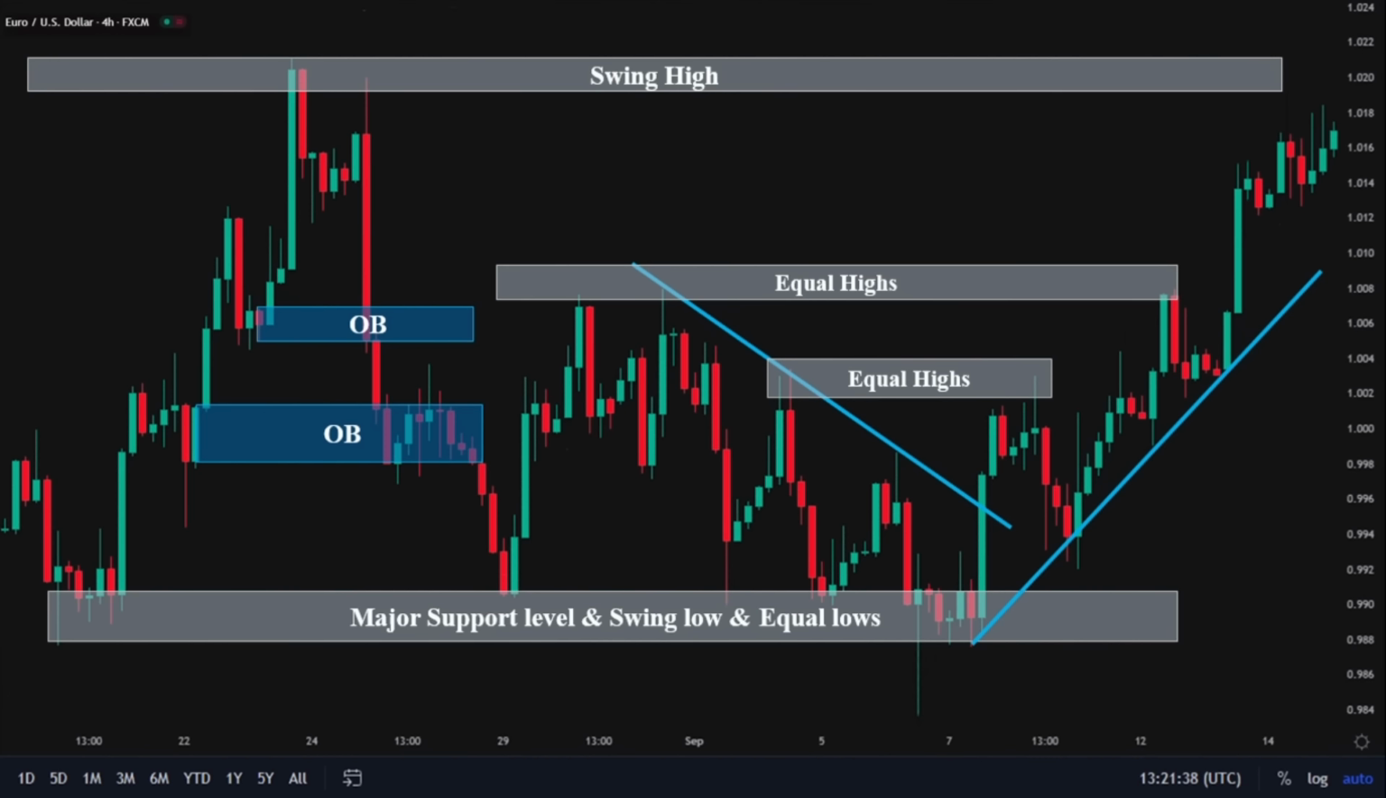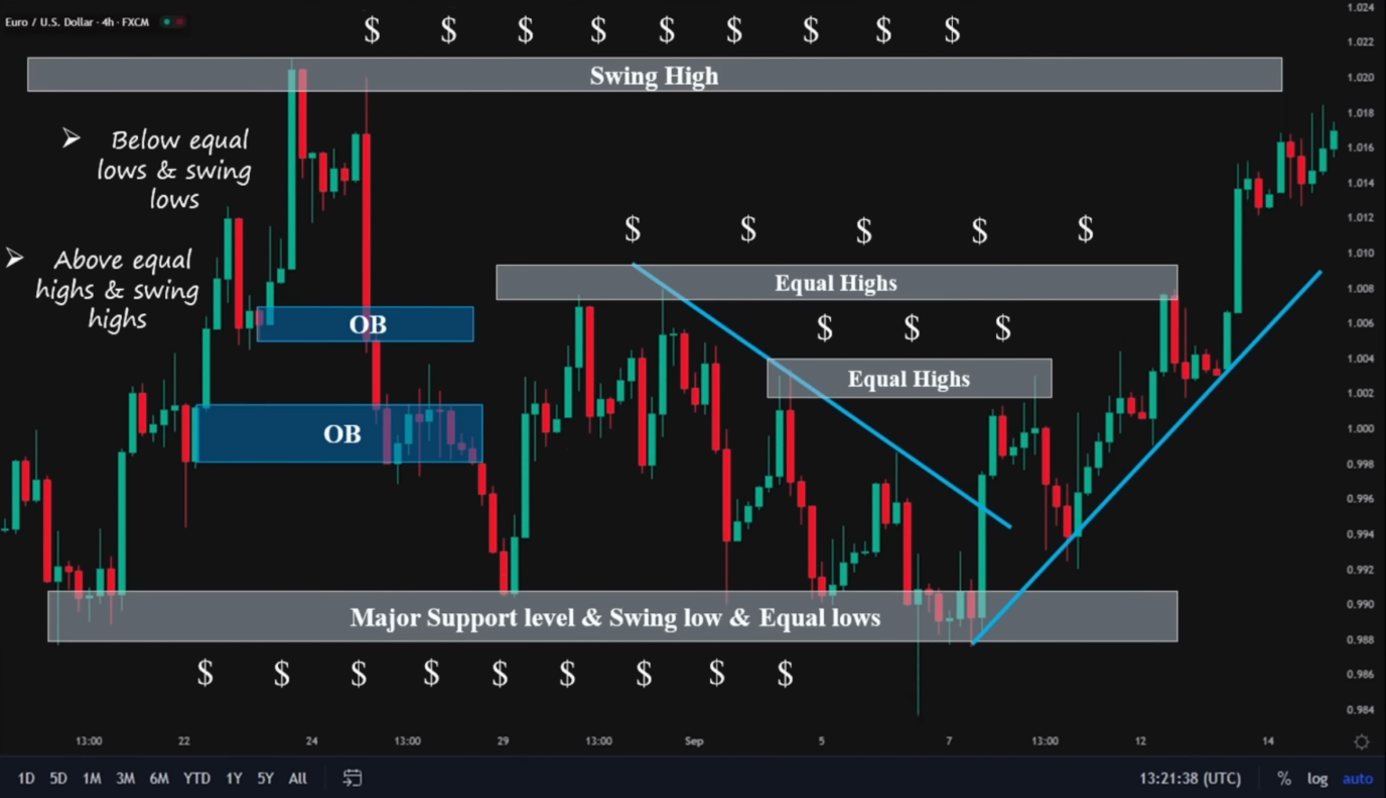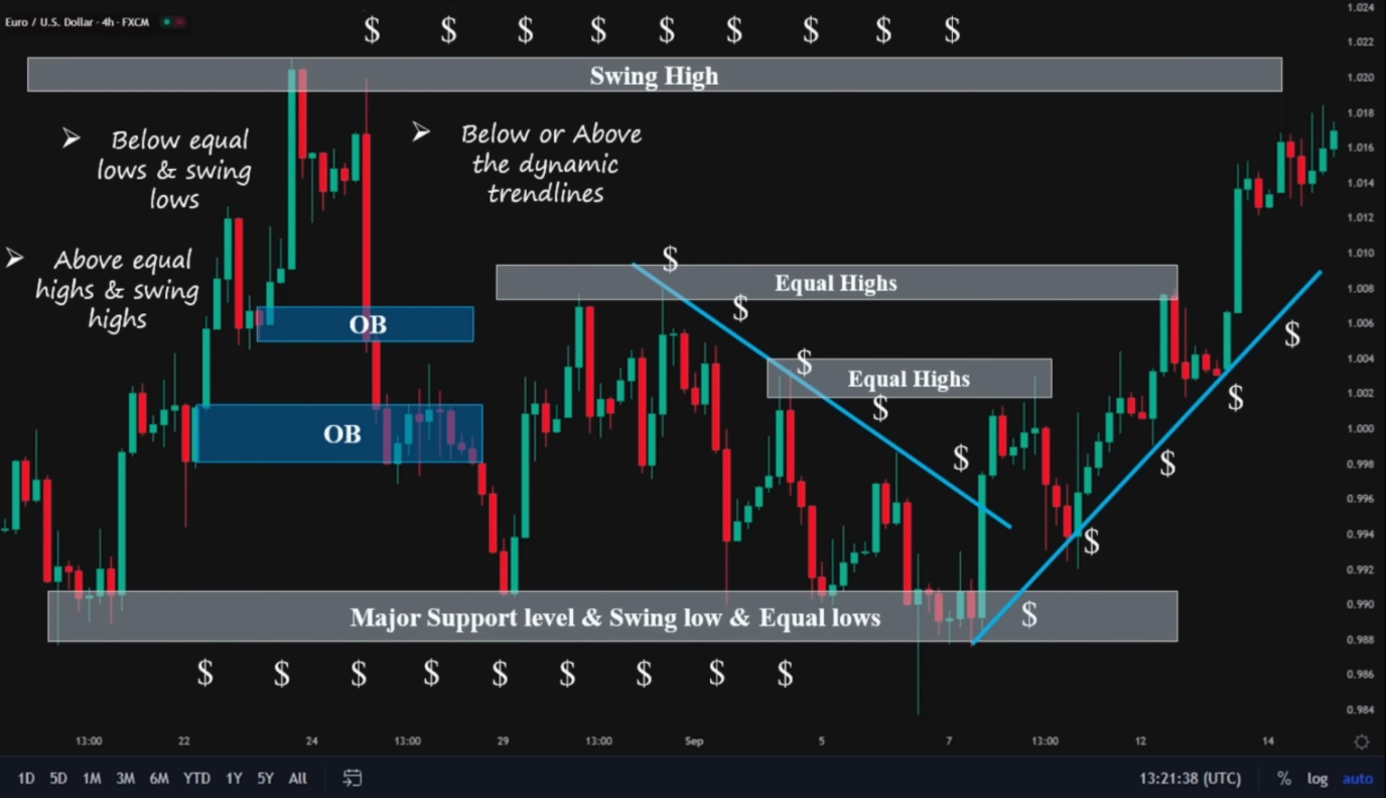We can find liquidity below equal lows and swing lows. Above equal highs, swing highs. Below or above the dynamic trendlines or channels. Below or above order blocks. Now we know the basics of liquidity and inducement.